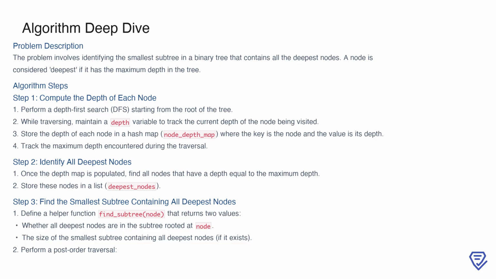As we traverse, we also keep track of the maximum depth seen so far. Once we've computed the depths of all nodes, we can identify which nodes are the deepest by finding those with a depth equal to the maximum depth. These nodes are stored in a list for easy access. Finally, the goal is to find the smallest subtree that includes all of these deepest nodes. For this, we use a helper function and post-order traversal to determine the subtree rooted at the appropriate node.